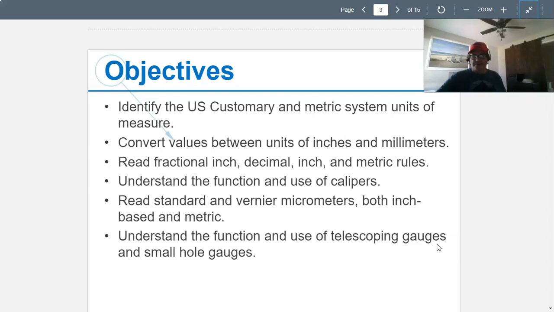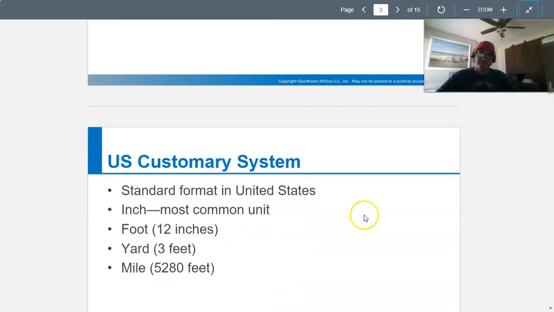Depending on the manufacturing environment, sometimes you'll use telescoping gauges and small hole gauges, sometimes you will not. I think there are quite a bit of other manufacturing instruments that you might use more often, actually. But it's a good overview, I think.